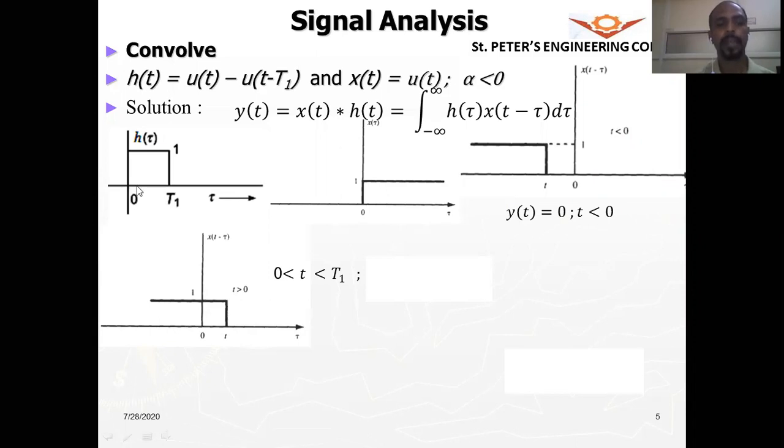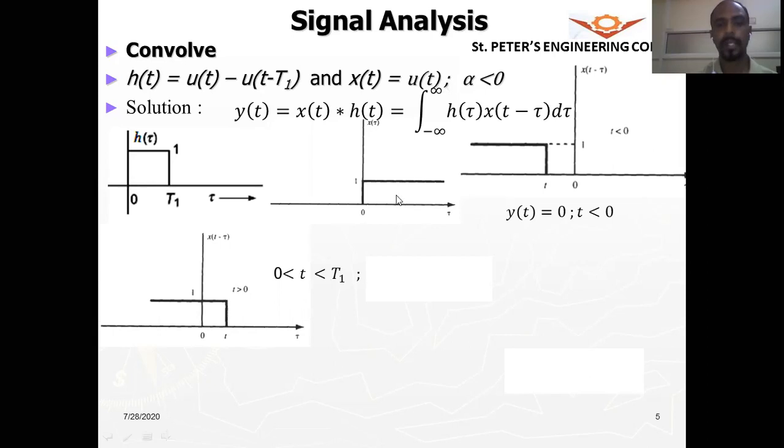As I said, if t is here, then from here to here is the region of integral, 0 to t. If t ends here, that means here to here is the integral, right? So in this region, that is 0 less than t less than t1, it will be somewhere here. So t can be here, can be here, can be here. Now, where is the upper limit? It depends on t. So therefore, in this integral, the lower limit is 0, upper limit is t.